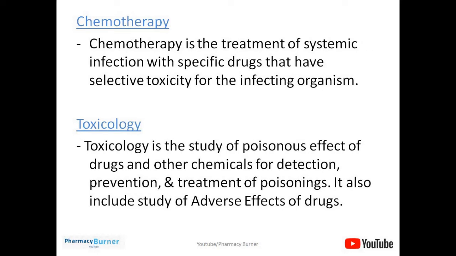Next is chemotherapy. Chemotherapy is the treatment of systemic infection with specific drugs that have selective toxicity for the infecting organism. Next is toxicology. Toxicology is the study of the poisonous effect of a drug and other chemicals for detection, prevention and treatment of poisoning. It also includes the study of adverse effects of drugs.